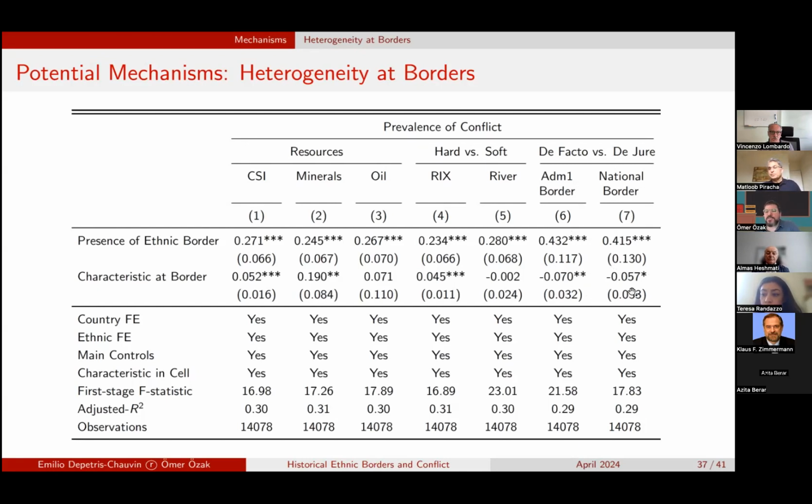The last two columns, we basically look at the overlap with borders that are more de jure. And what we find is that indeed, the more you overlap with these de jure borders, the lower the effect of historical ethnic borders. In fact, if you go from 0 to 100% overlap, the coefficient becomes insignificant, right? Again suggesting that it's about the fact that these borders are de facto.